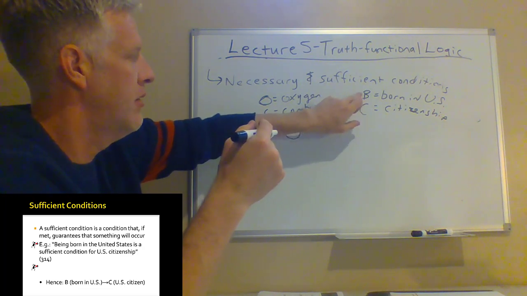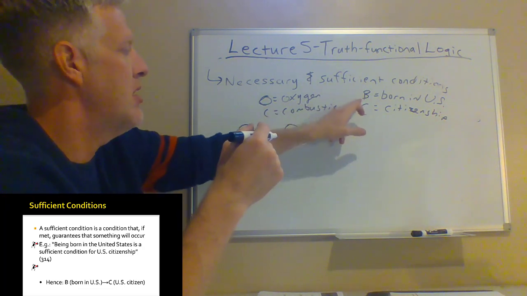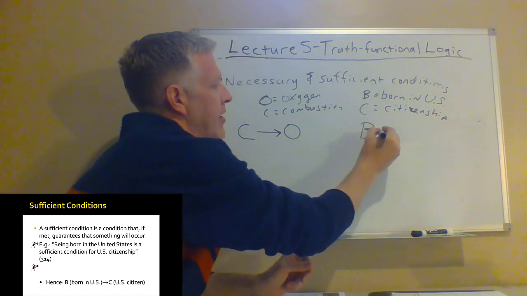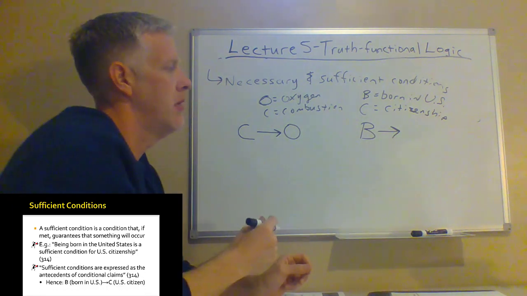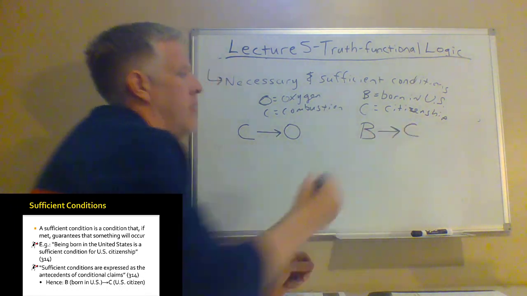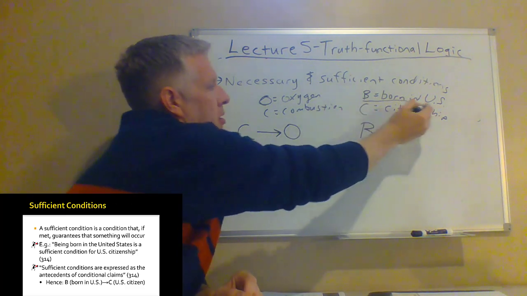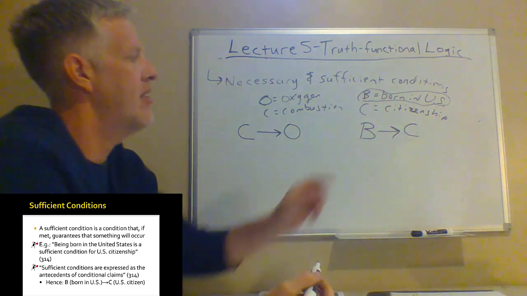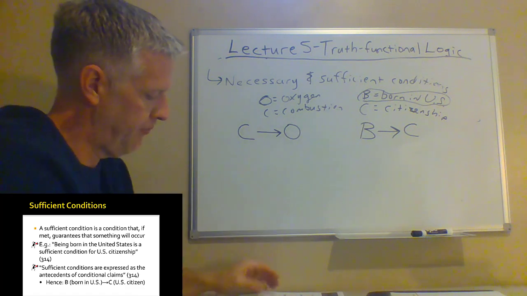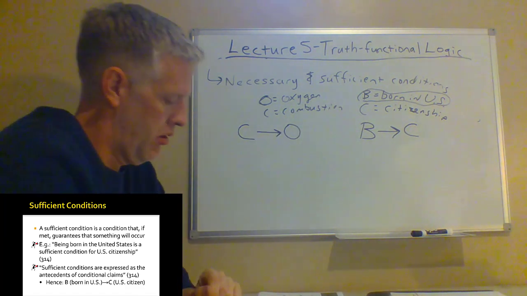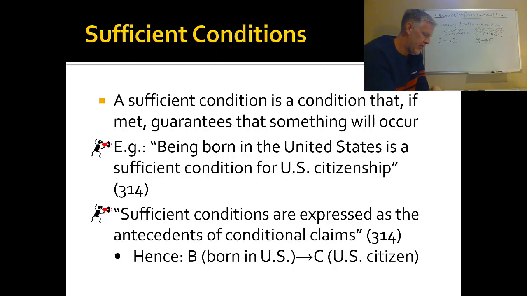So in this case, the sufficient condition is going to signal the antecedent of a conditional. We know that if B is the case, it's going to guarantee then that C will be the case. Okay. So again, when you know something's a sufficient condition, in this case, being born in the U.S., that's going to signal the antecedent of a conditional. Hopefully that makes some sense. So that was slide 12.